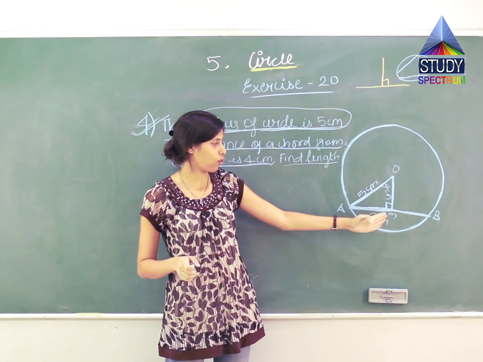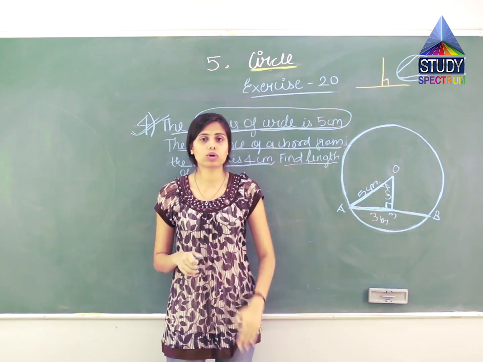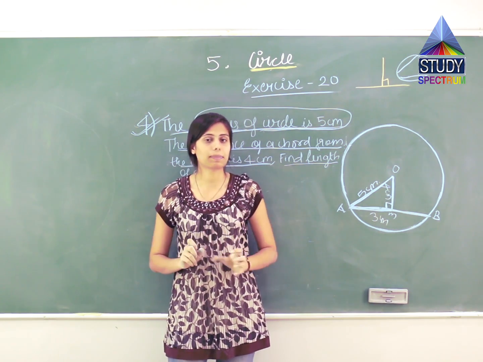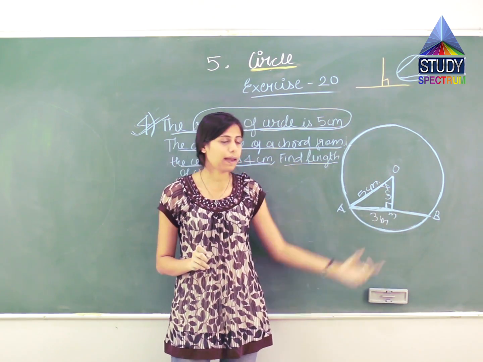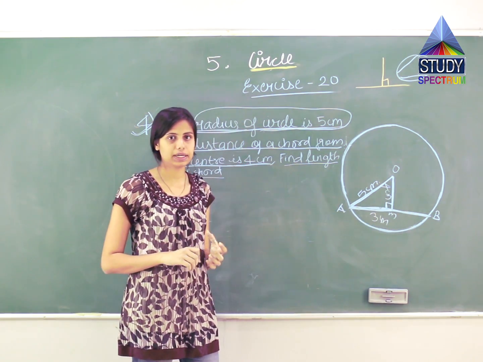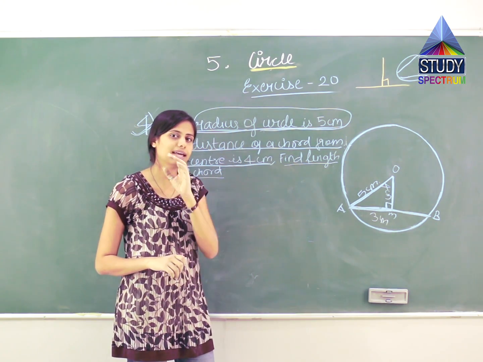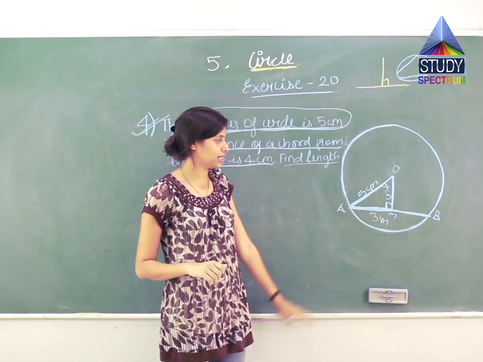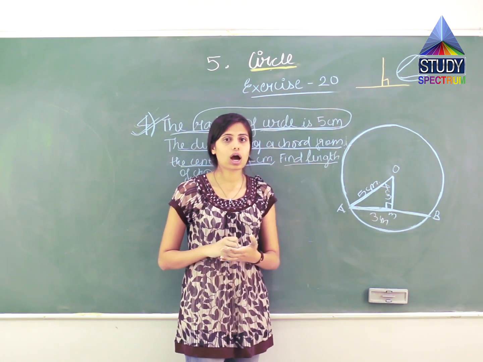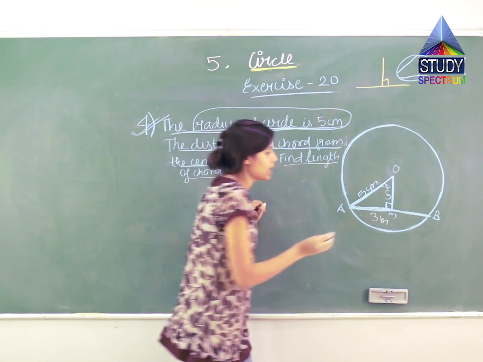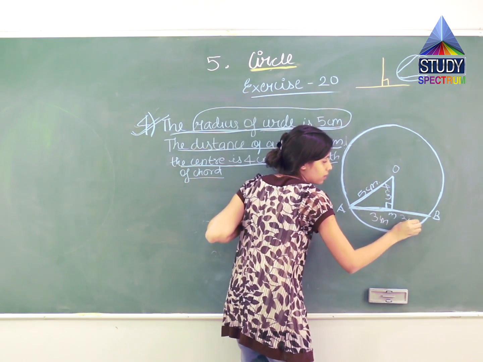तो here I have OM, which is perpendicular to AB. So OM bisects the chord AB in two equal parts, which is AM and MB. So अगर AM 3 सेंटीमीटर है और वो परपेंडिकुलर जो है वो दोनों को बाइसेक्ट करता है इक्वल पार्ट में, तो AM अगर 3 सेंटीमीटर है तो MB क्या होगा? वो भी 3 सेंटीमीटर होगा, राइट? So the answer is MB is equal to 3 सेंटीमीटर.